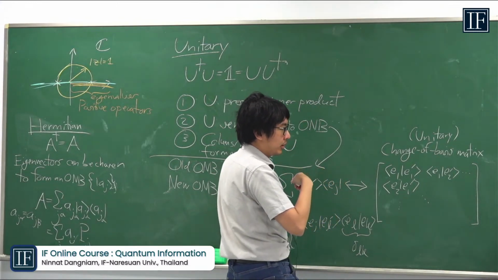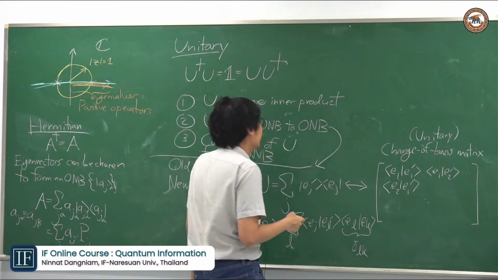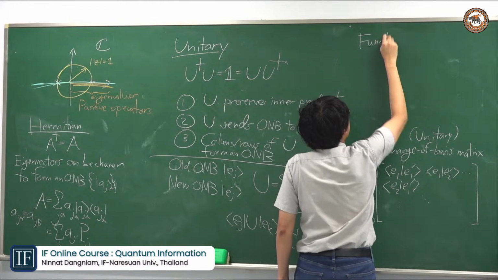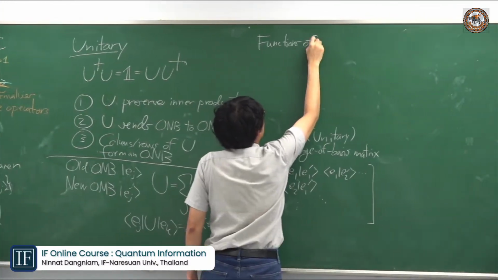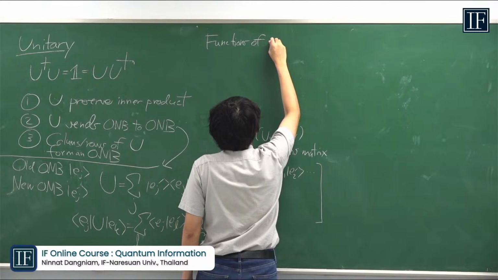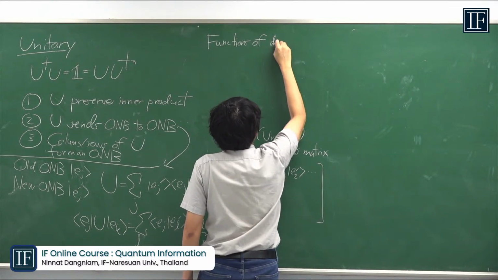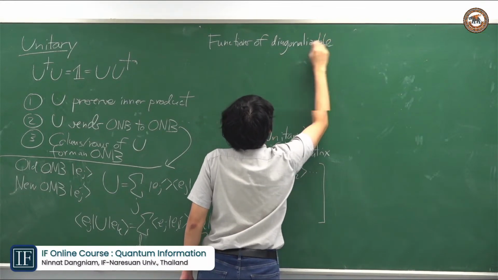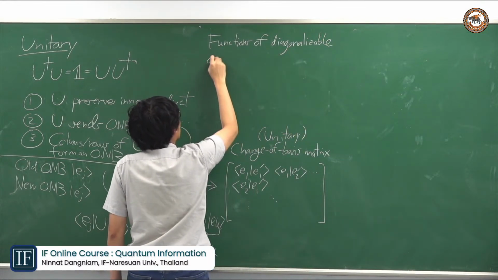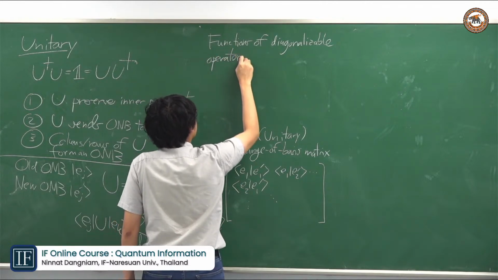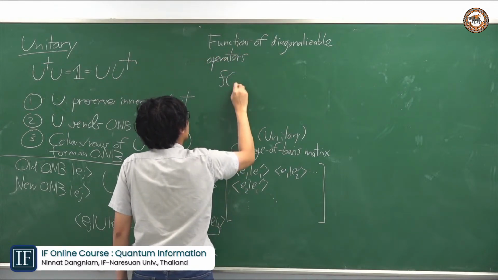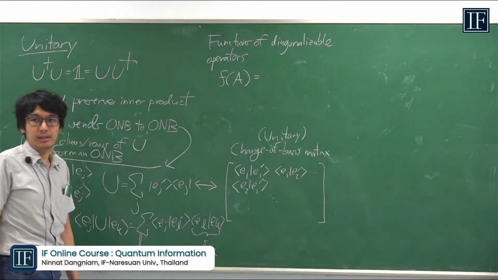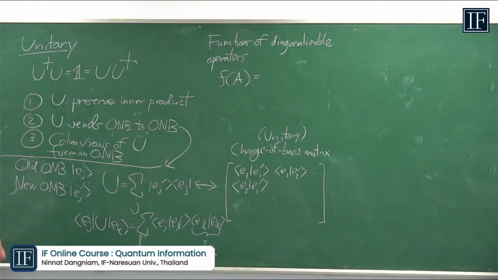Before we move on to normal operators, maybe I want to say something real quick: if you have functions of linear operators that are diagonalizable, that is, when I have a function of A that is now either Hermitian or unitary.